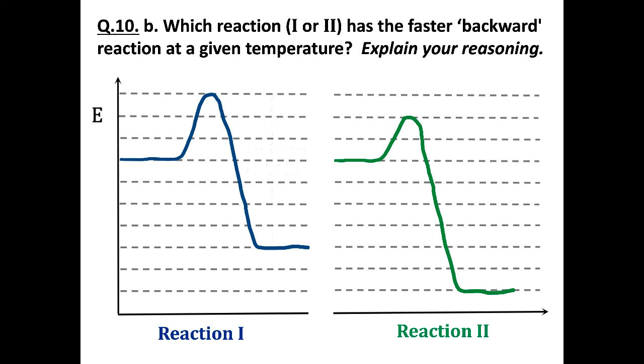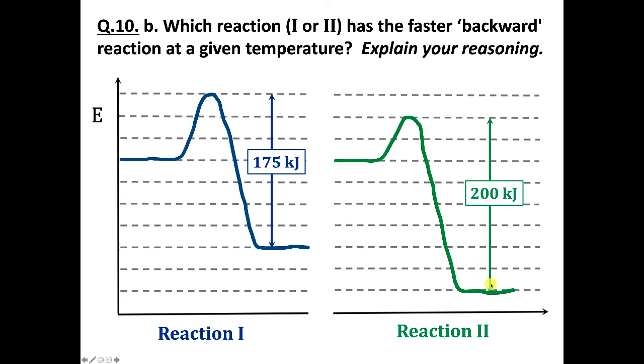And hopefully what you said is, well, going backwards, reaction 1 has a 175 kilojoule activation energy hill. Starting with stuff on the right, moving to stuff on the left, we have a 175 kilojoule hill to climb. For reaction 2, that hill is 200 kilojoules. We have 150 kilojoules per mole for the delta H, and then another 50 kilojoules per mole for the activation energy. That's a total of 200 kilojoules per mole. And so in this case, reaction 1 has the smaller hill to climb going quote-unquote backwards.